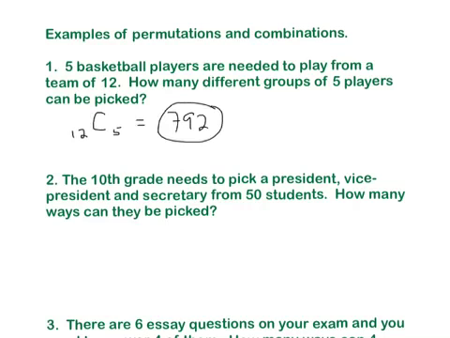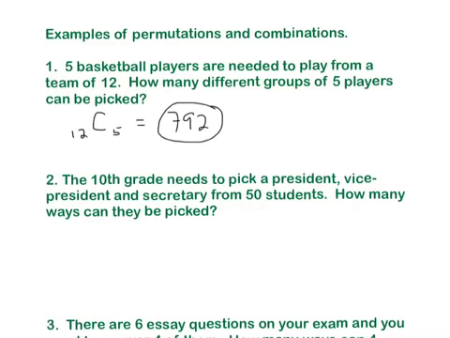So here's another example. The 10th grade needs to pick a president, a vice president, and a secretary from 50 students. How many ways can they be picked? Okay, so you'll notice in this situation, I'm picking a president, a vice president, and a secretary from 50 students. Does it matter if I have Jim as president, Mark as vice president, and Sarah as secretary, and I switch that around and put Sarah as president, Jim as vice president, and Mark as secretary? Those are two separate options.